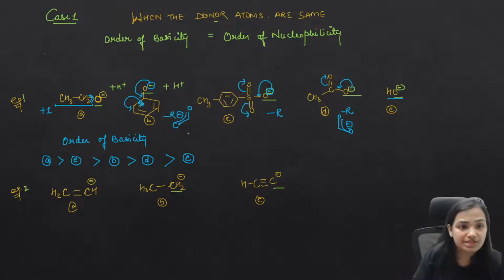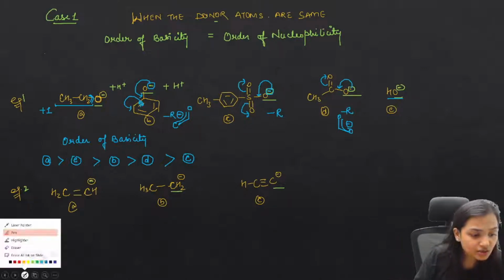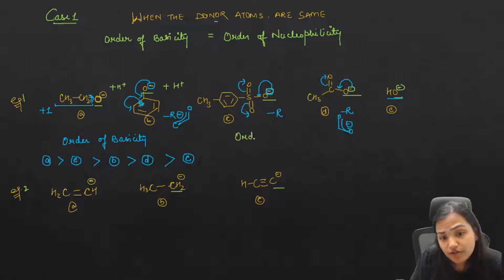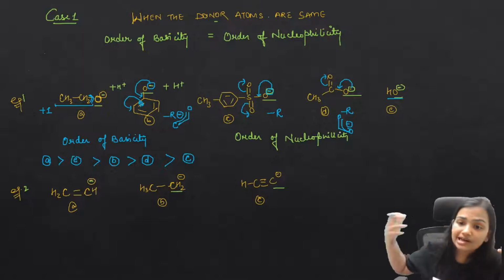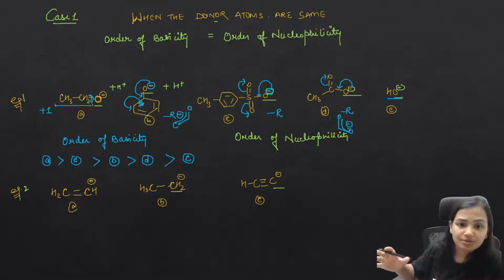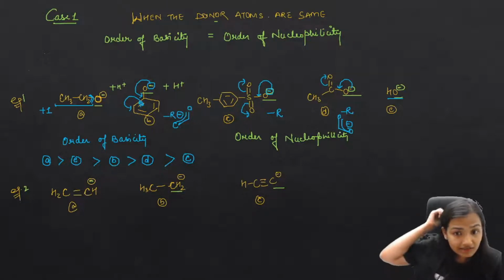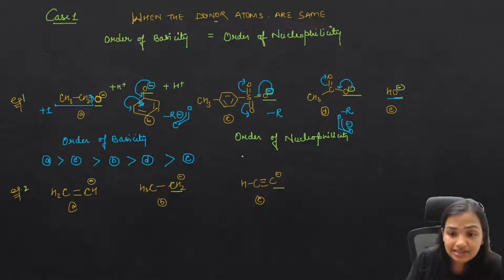If this is the order of basicity, then as per the case which I told you, when the donor atoms are same, then the order of basicity is equal to the order of nucleophilicity. So ultimately we can say that if the order of basicity is same, then the order of nucleophilicity is also the same, because the donor atom is same, and there is no steric problem. We know that nucleophiles are steric sensitive, but there is nothing like that. We have no bulky group.